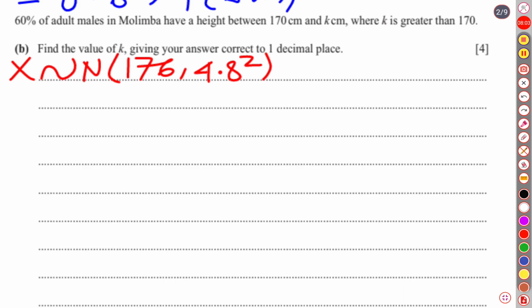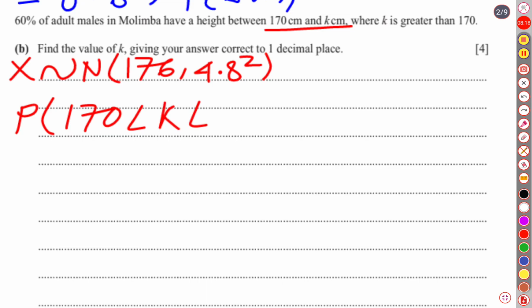Well, then they have told us to find the probability between 170 and k. So it is more than 170 but less than k, and the probability is given. The probability is 60%, which means 0.60. Well, now we will standardize our score.